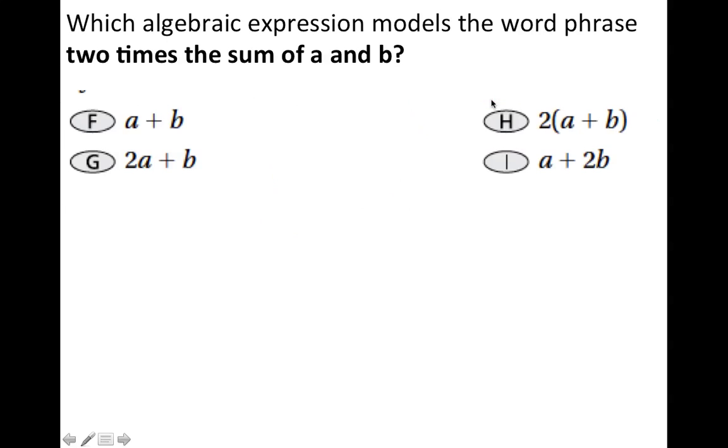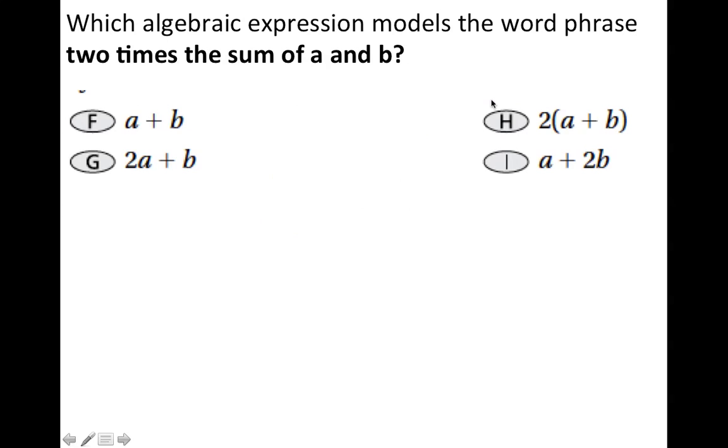So our first example, we have to be able to write an expression from a given word phrase. 7 fewer than a number t. So when you think of fewer than, hopefully you think of minus. So that means we start with t, and it's 7 fewer than that number t, or that variable t. So our answer would be C.